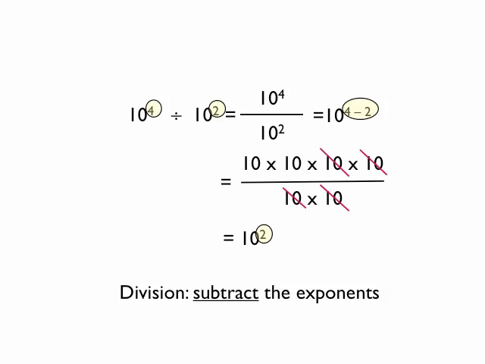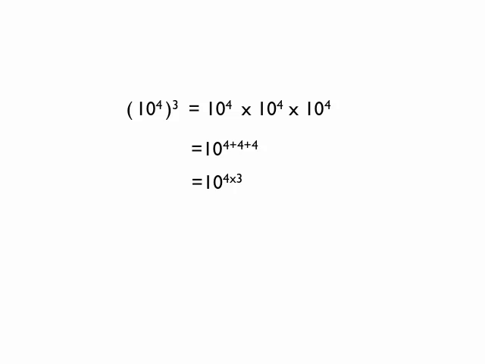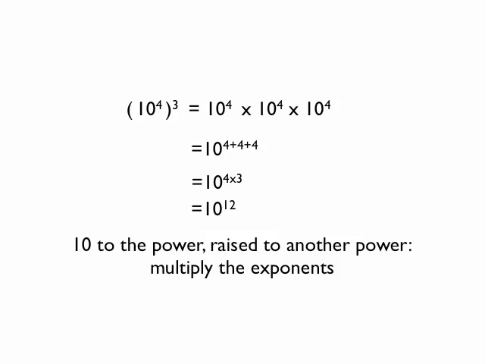For an example of our third rule, let's start with 10 to the fourth and raise it to the third power. The third power tells us that we need to multiply 10 to the fourth 3 times. From our multiplication rule, we now add the exponents. Notice that because we have 3 4s, this is the same as 10 to the power of 4 times 3, or 10 to the 12th.